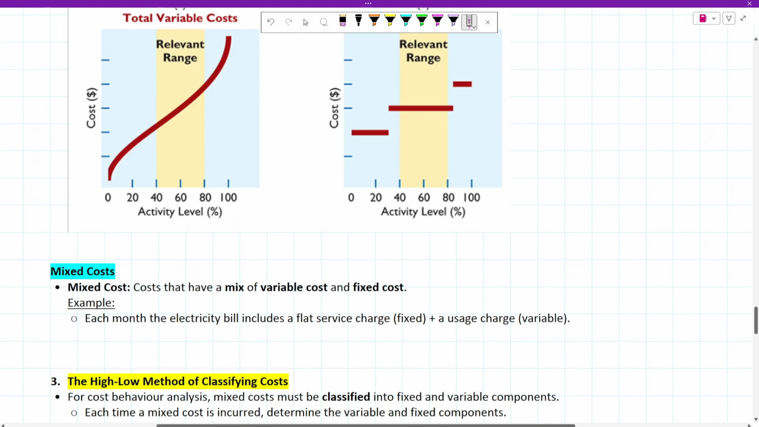All right, so mixed cost. Mixed costs are costs that have a mix, self-explanatory, a mix of a variable cost and a fixed cost. An example of this is that each month the electricity bill includes a flat service charge, so this is fixed, and a usage charge, so variable. Let's say we rented out a cottage and never use the electricity. Our flat service charge will be charged, and our usage charge, which is our variable charge, won't be charged since we didn't even use it. So this is always fixed. No matter what, even if we don't use it, we're still going to be charged that.